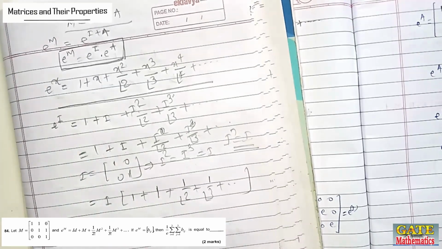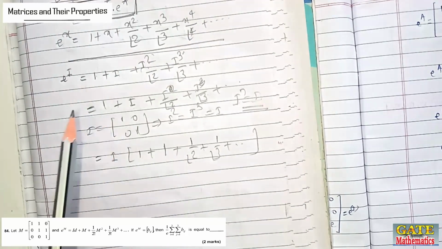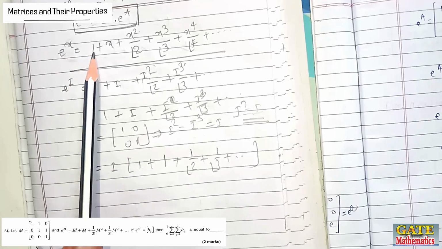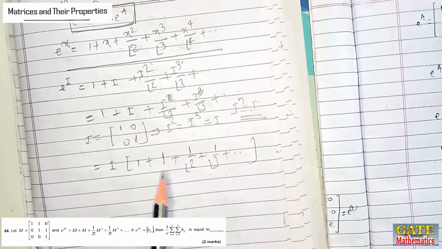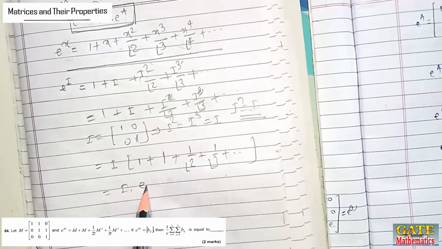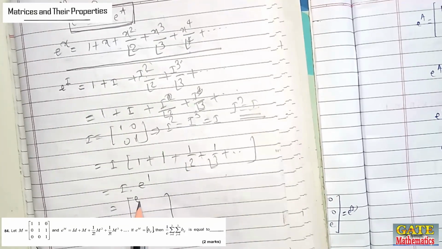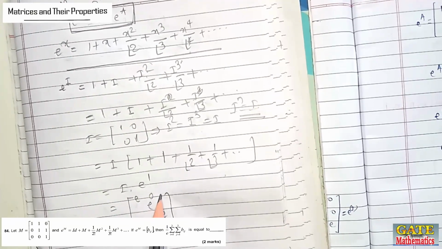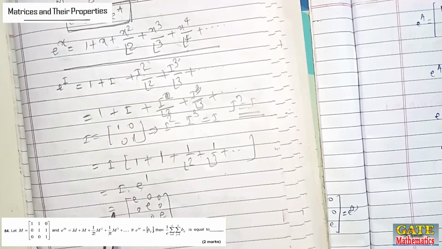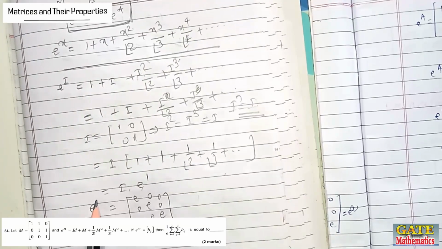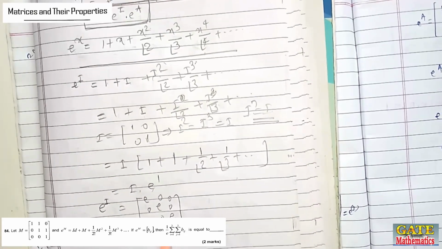so on. And here we can see this is the expansion of e raised to 1. So e raised to 1 can be written as 1 plus 1 plus 1 square by 2 factorial, 1 cube by 3 factorial, 1 to the power 4 by 4 factorial. So this is the expansion for e raised to 1. So identity into e raised to 1. That means we got the 3 by 3 matrix, which has diagonal entries e and non-diagonal entries 0, because we multiplied the identity by e to the power 1. So I got the e raised to I matrix this way.